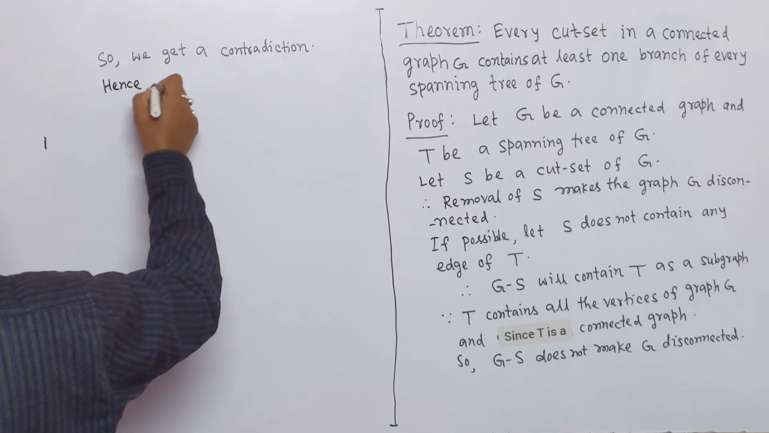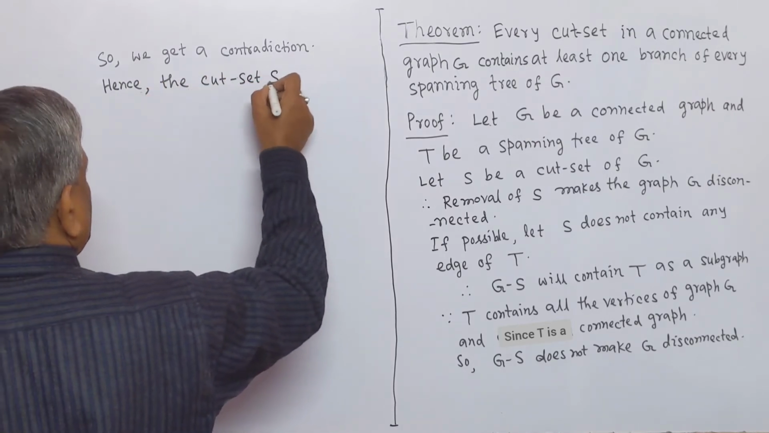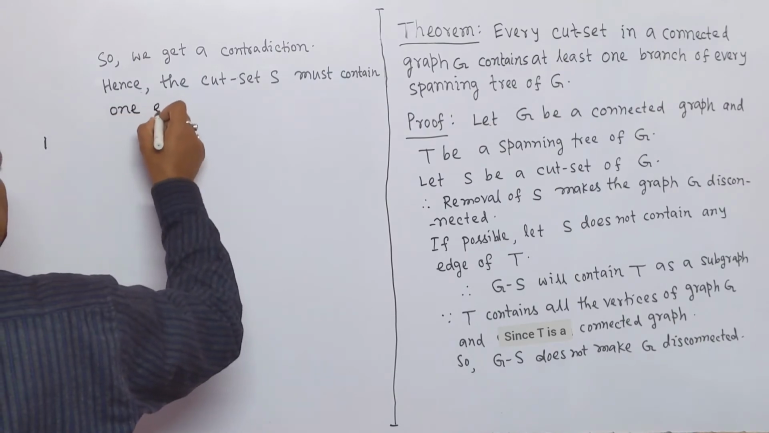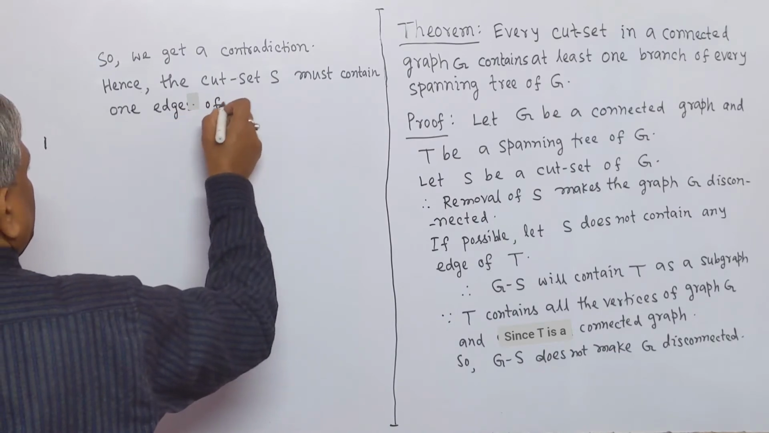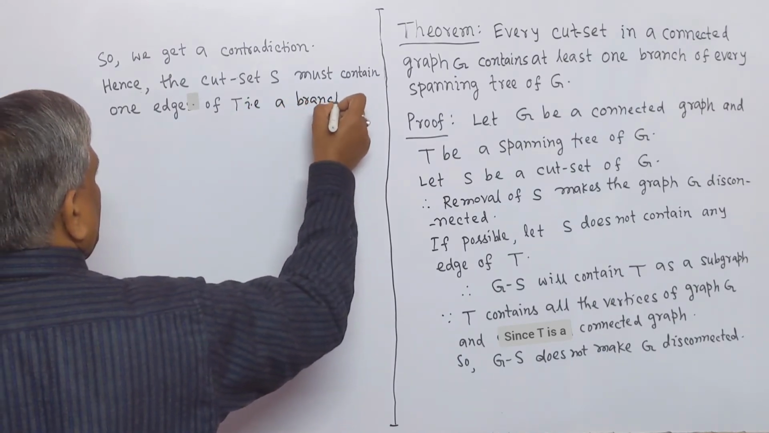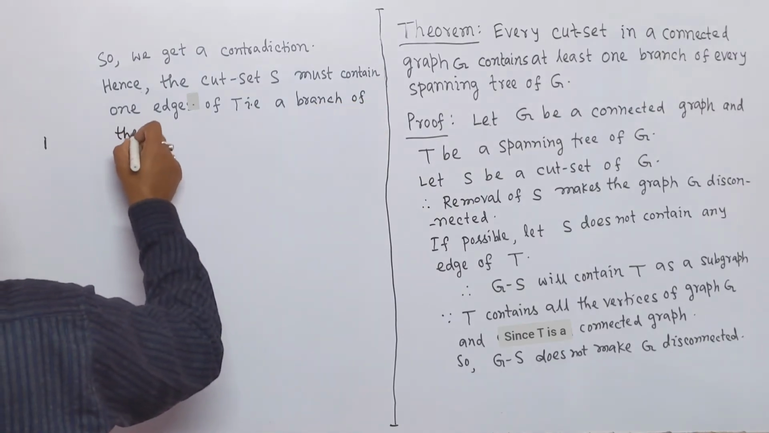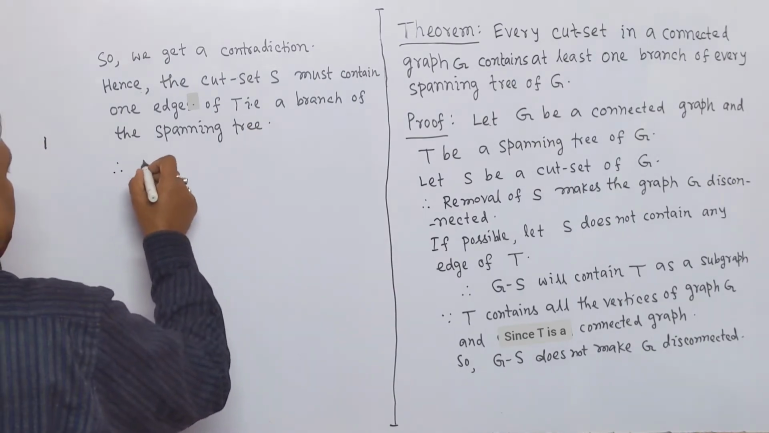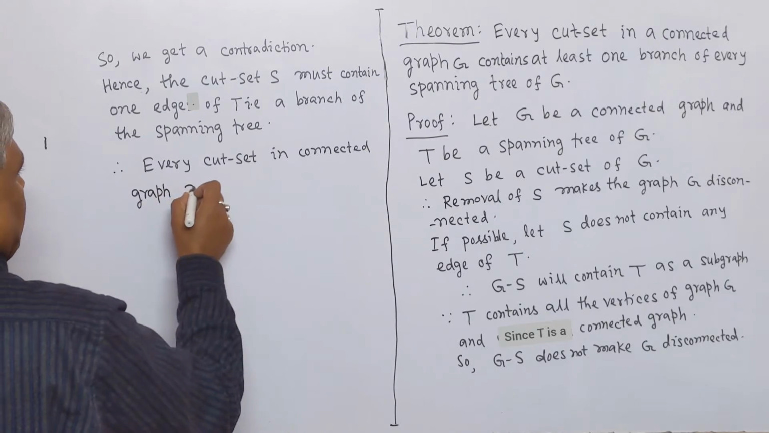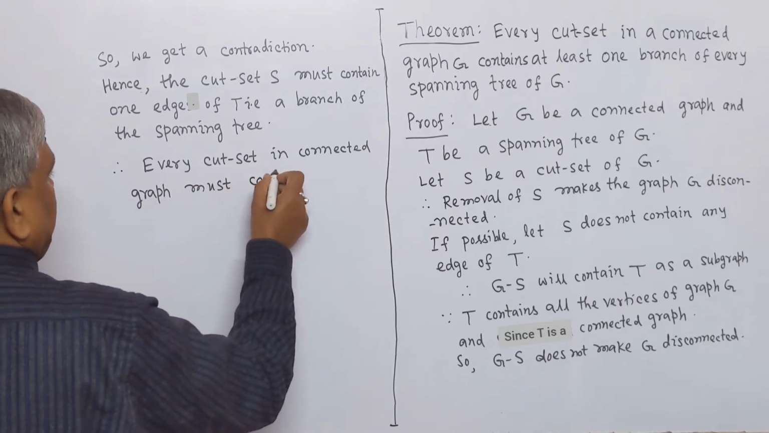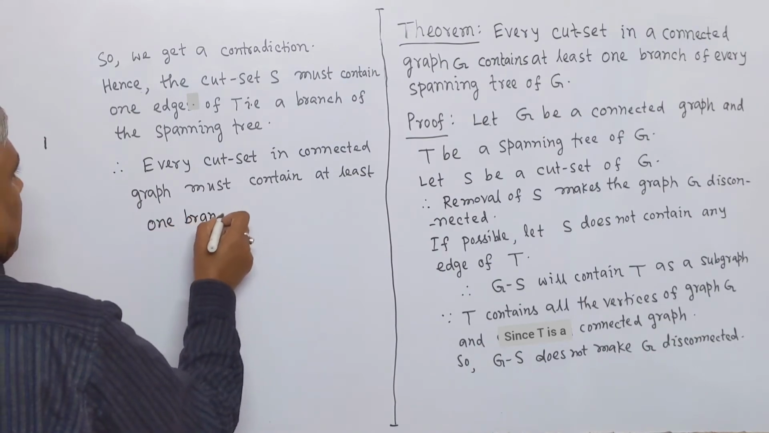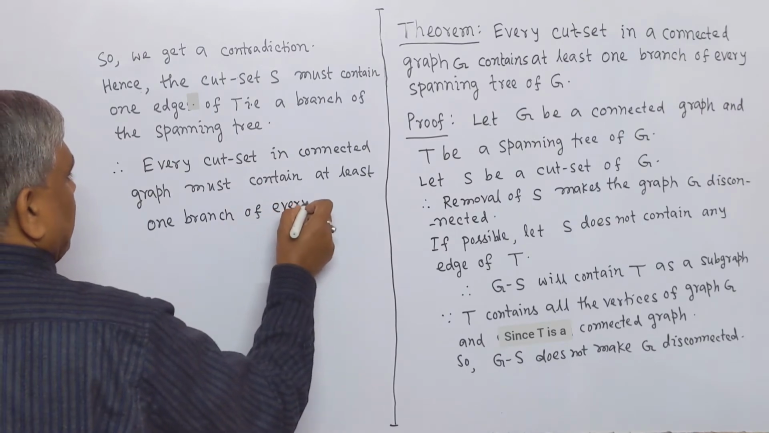Hence, the cut set S must contain at least one edge of T, that is, a branch of the spanning tree. Therefore, every cut set in a connected graph must contain at least one branch of every spanning tree. Proved.